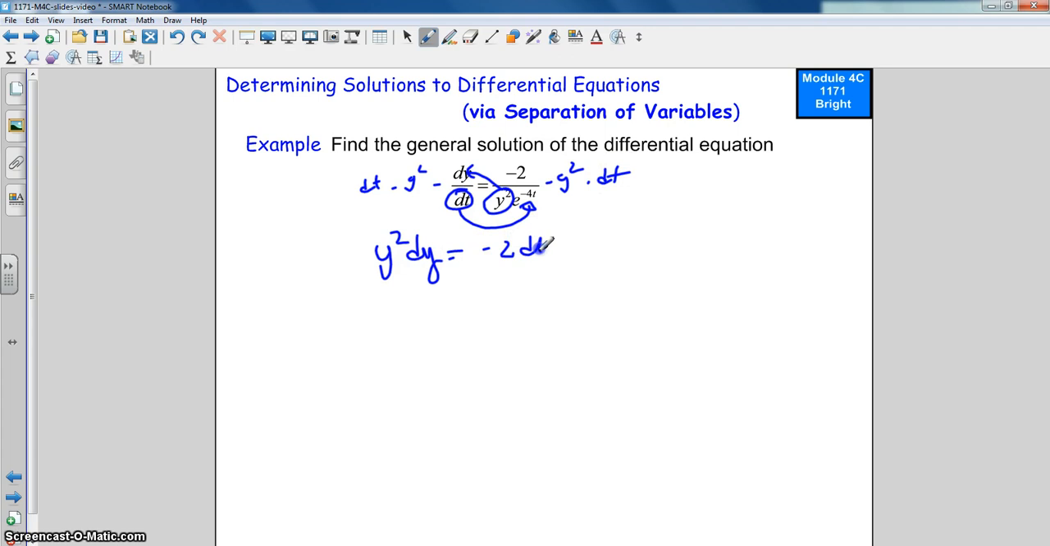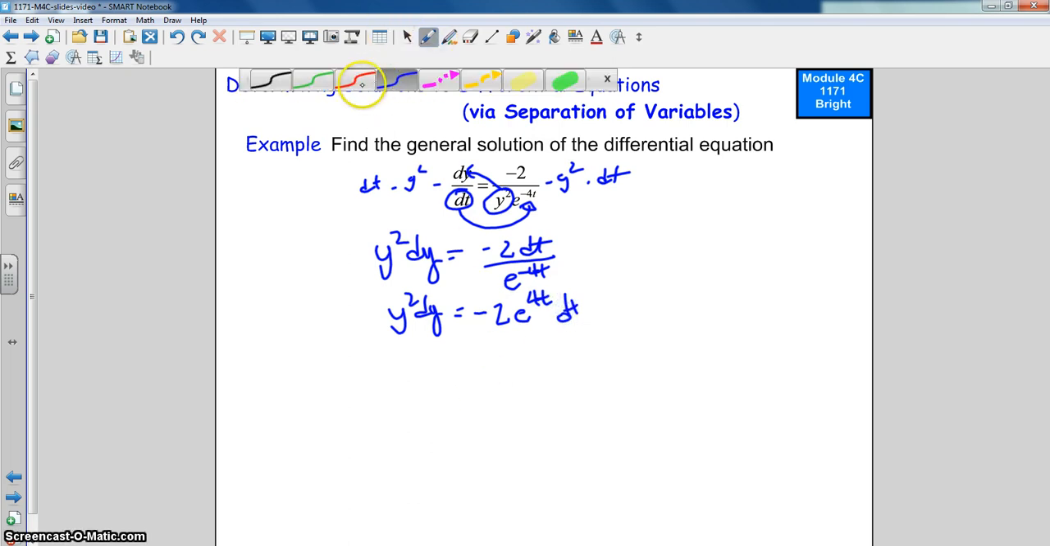It is equal to minus 2 dt in the numerator over e to the minus 4t, and I'm going to rewrite that side just because I don't like negative exponents. Whenever I can avoid them, I want to. So I'm going to write this as minus 2 e to the 4t dt. Now I have my variables separated, and now I'm going to integrate.